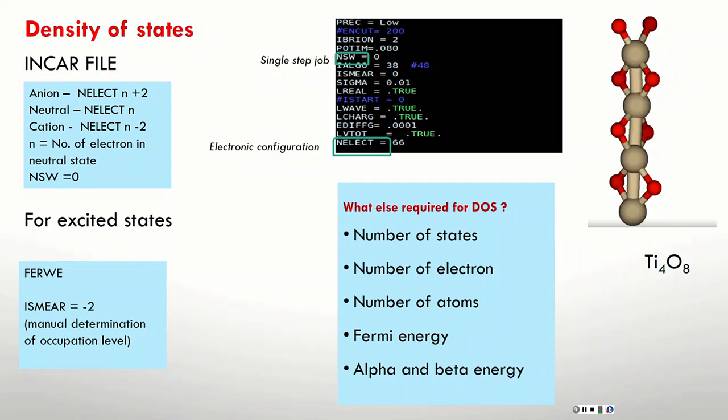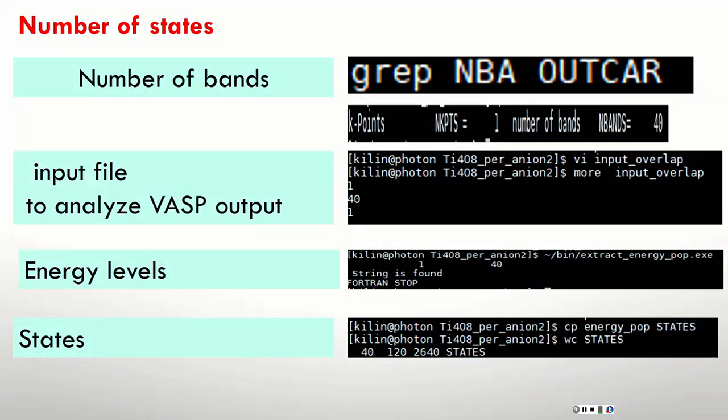Apart from this VASP output file, we also need certain other information for running the DOS calculation. Here I have specifically taken the titanium oxide nanowire. The other specific information needed to run the DOS calculation is the number of states, number of electrons, number of atoms, the Fermi energy, and the alpha and beta energy. The number of states can be determined using the following command: grep NBANDS OUTCAR will give you the number of bands, and by the overlapping command, which is used to analyze the input file of the VASP output, the number of states can be determined by the command wc state.